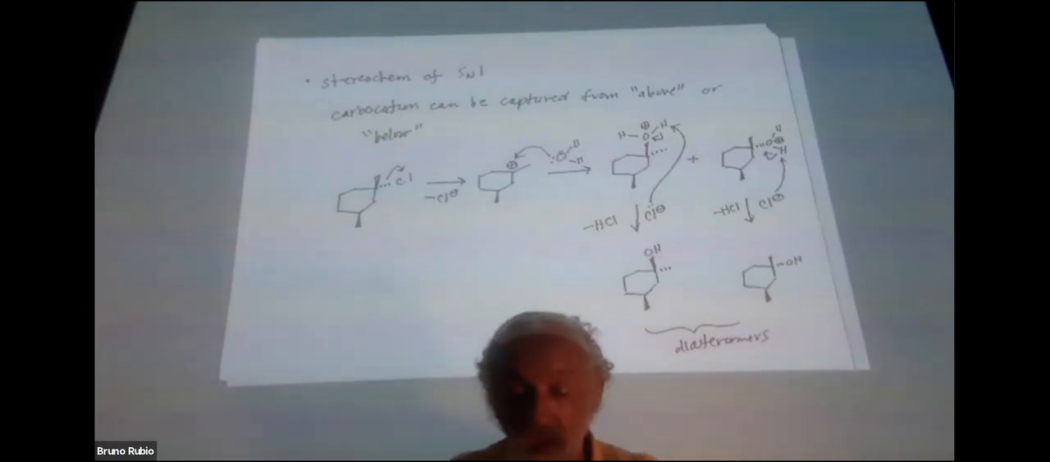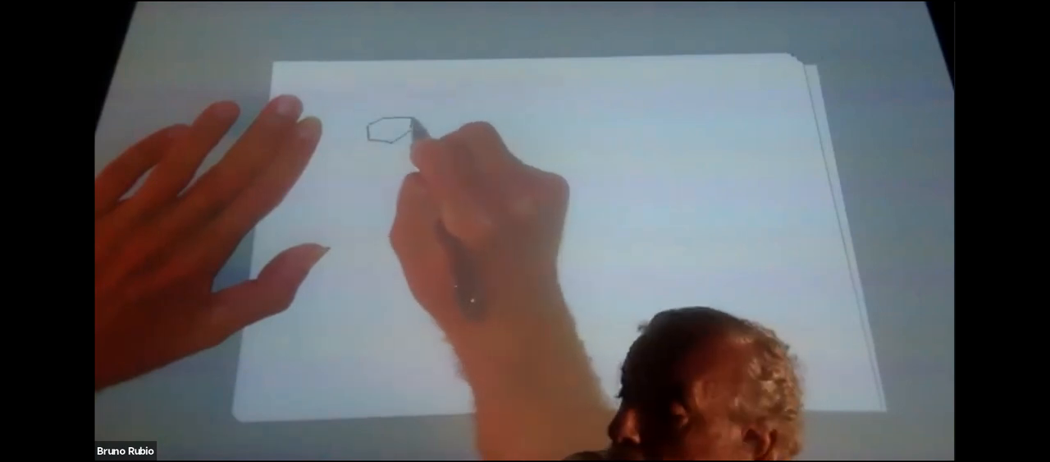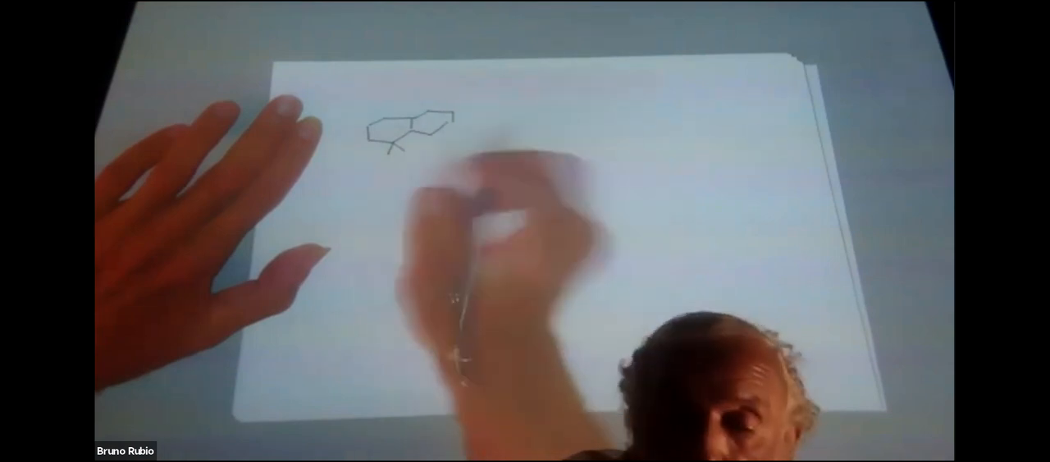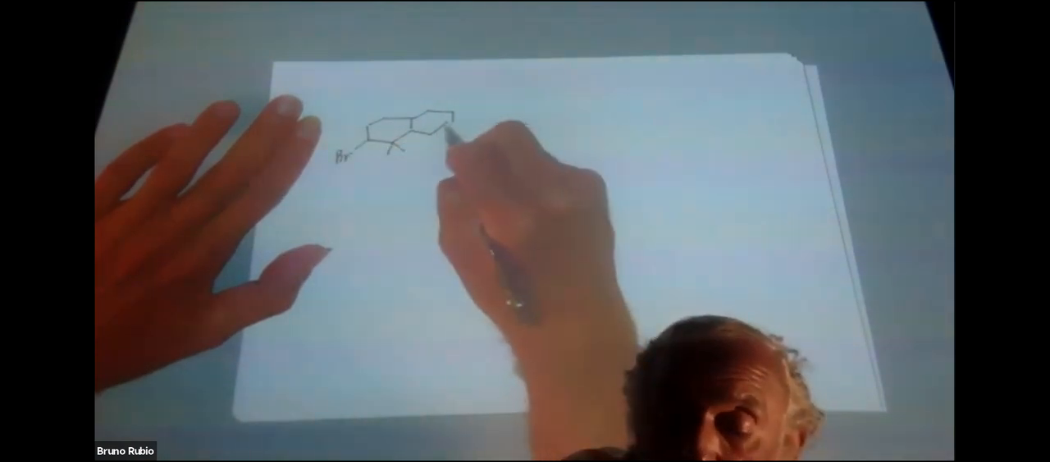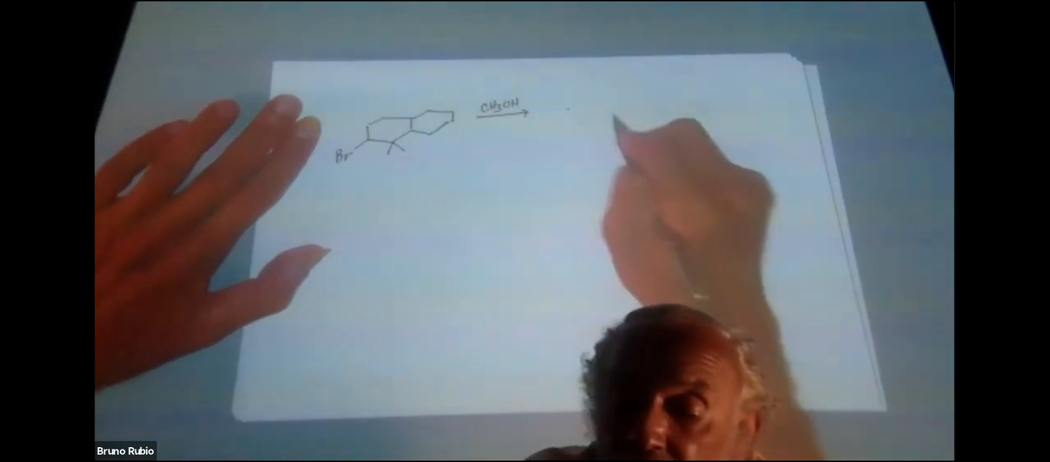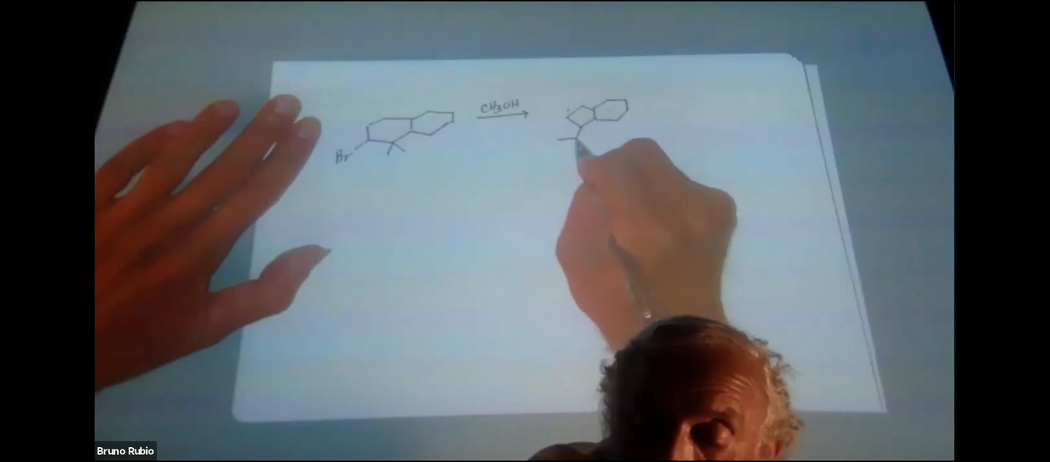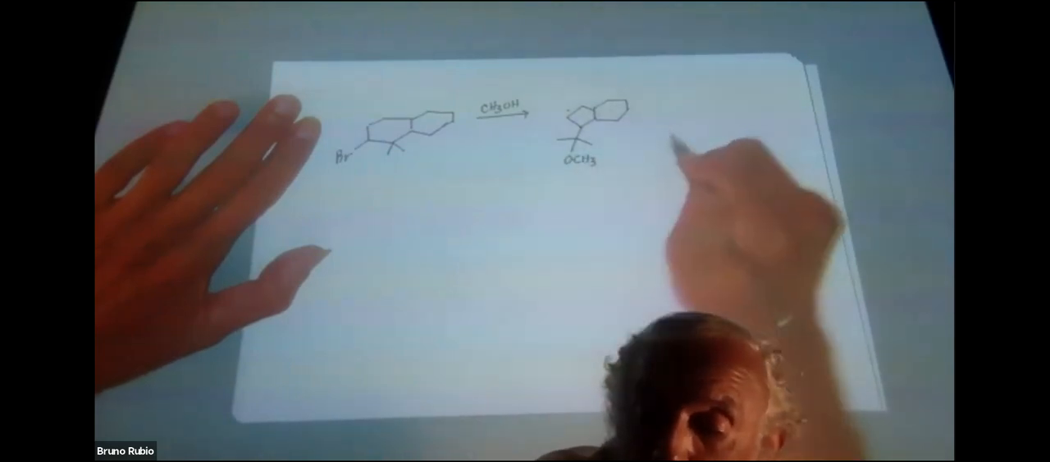Okay, so let's see. Let's just finish up in the remaining couple of minutes. How about let's write out a mechanism that involves a carbocation rearrangement in SN1. Okay, so I'm going to put Br there. And I'm going to react this with methanol. The product is this, plus HBr.